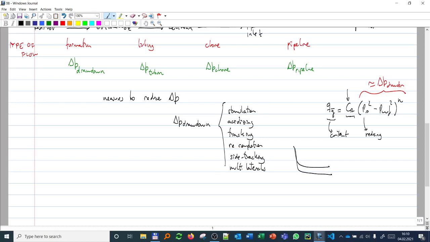Okay, so those are ways that I can reduce that delta P. Another way I can do it is, if you look at this equation that I have here, delta P will be reduced if this term is reduced. So how do I reduce the well rate?